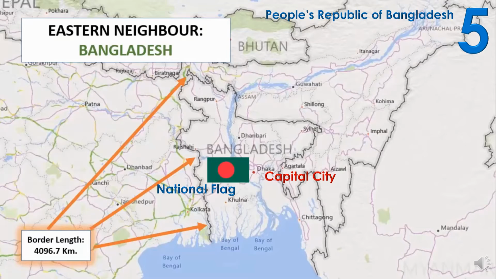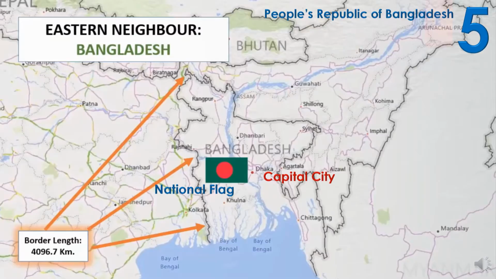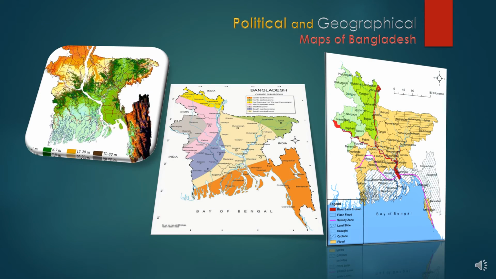Now 5, the People's Republic of Bangladesh. The border length between India and Bangladesh is 4,996.7 kilometers. Here you can see the capital city Dhaka and their national flag. The political and geographical maps of Bangladesh.